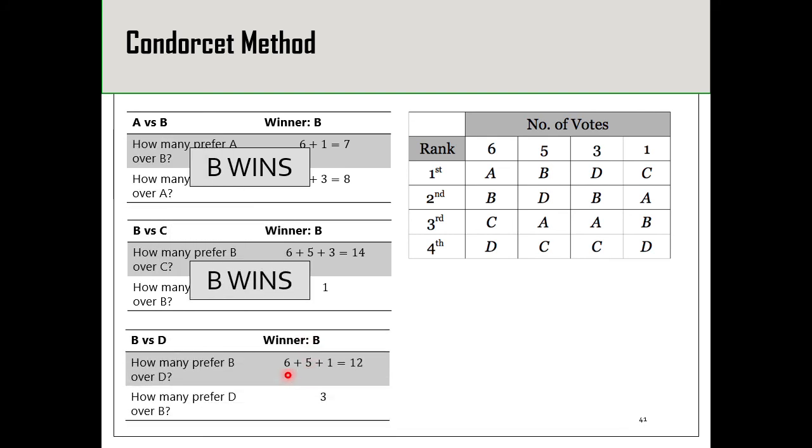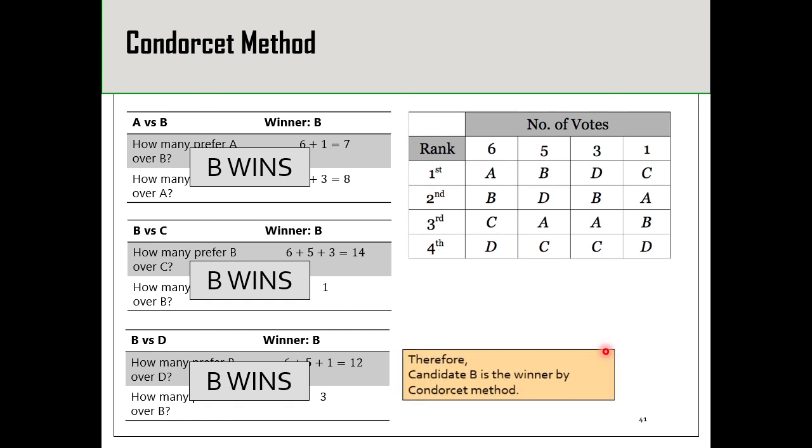And then finally, let's pair B and D. So how many people prefer B over D? So we have 6 plus 5 plus 1. They put B above D. Whereas the number of people that prefer D over B is 3. So in this case, the winner is B. So observe that B wins all of its head-to-head battles and is therefore the winner by Condorcet method.